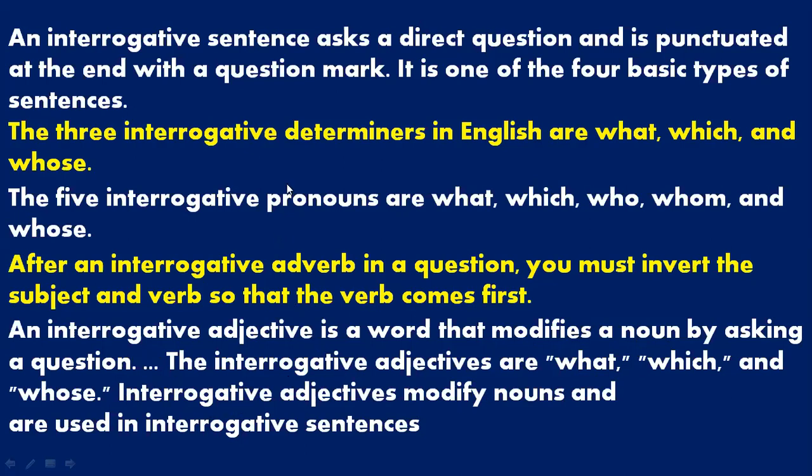So I taught you here four kinds of interrogative sentences. First is the interrogative determiner, in which what, which, and whose will come. Second is interrogative pronouns, in which what, which, whose, who, and whom will come here. Next is the interrogative adverb. This is the third type, and here you have to add a verb in such kind of asking questions. Next is the interrogative adjective. Means it will change or modify the noun itself.